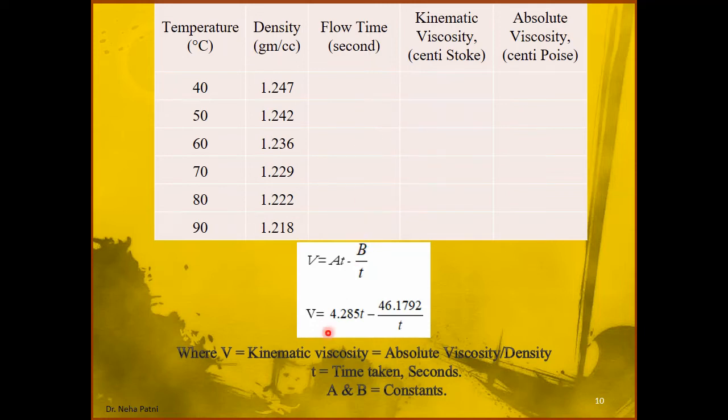Now if you use this formula wherein A and B are the constants, and these constants vary with the viscometer you are using. So right now if you are using Redwood viscometer number 2, you have to use A and B values accordingly. Then using the time and temperature values from the observation table, you may find the viscosity, and you just have to multiply kinematic viscosity with density to get the absolute viscosity, and density values are given here. Now once it is done, you will be done with your table.